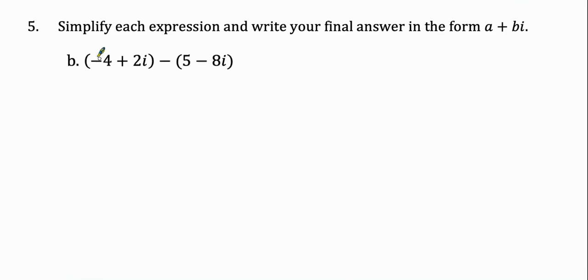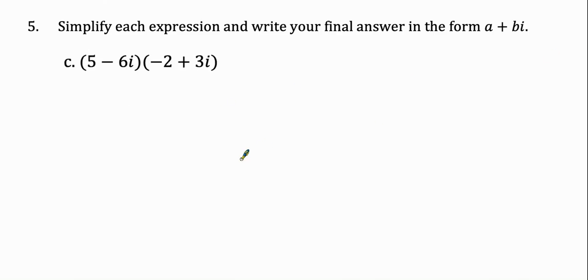On part B, same thing, except this time we are subtracting. So I do like to do a little intermediate step here and essentially distribute this negative sign through the parentheses. So I'm just going to rewrite this as negative 4 plus 2i minus 5 plus 8i, right? Because I have the double negative here. So now if I combine my like terms, negative 4 and negative 5 is negative 9, and 2i plus 8i would be 10i.